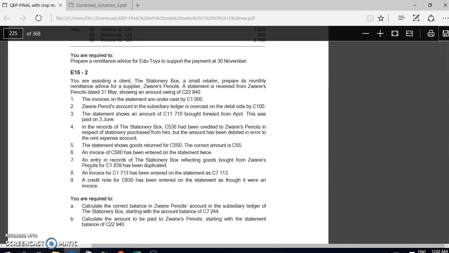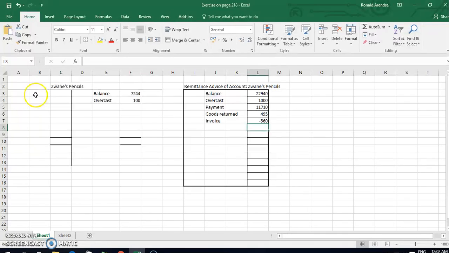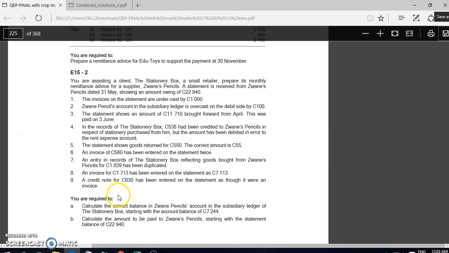Then number 7, an entry in the records of the stationery box reflecting goods bought from Zwane's, pencils of 1839, was duplicated. So we bought from Zwane's for 1839. We duplicated the entry, so we have to take one of it away. So we say invoice 1839 in order to decrease our account.